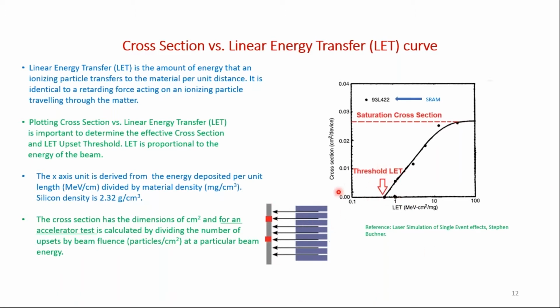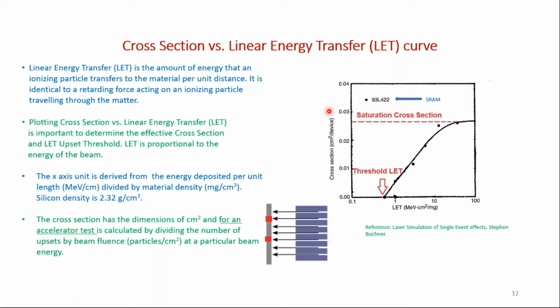So at the beginning, the cross section is 0, but at some point it takes off and keeps on increasing, and then with further increase, it becomes flat. The point where the cross section starts to rise is called the threshold LET, and where the curve flattens off is the saturation cross section. You need to measure these to be able to calculate the error rates. So basically, it's important to determine the effective cross section and LET upset threshold.